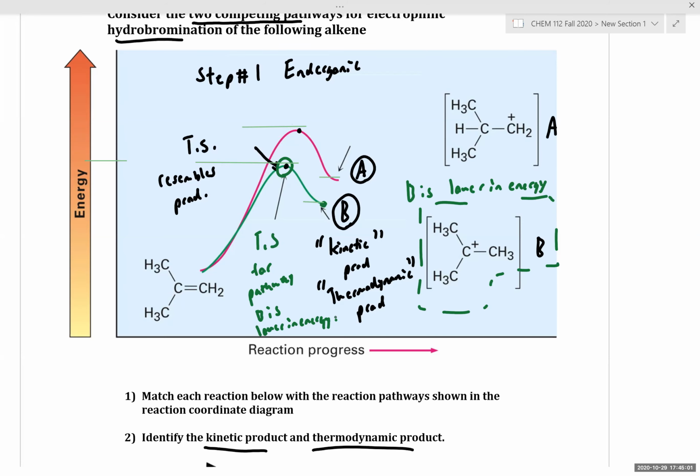And in turn, pathway B or product B would be the kinetic product. It's not just the kinetic product, it's also the thermodynamic product, because product B is also the lowest energy product. Does that argument make sense?